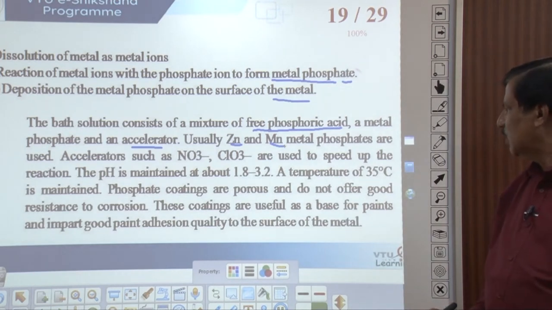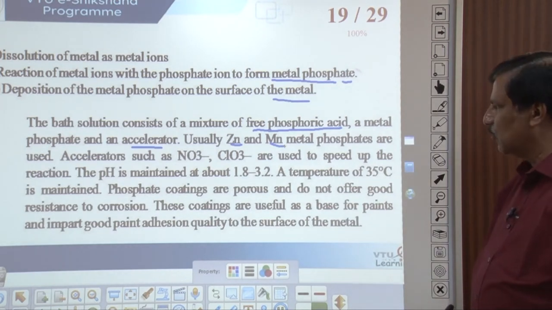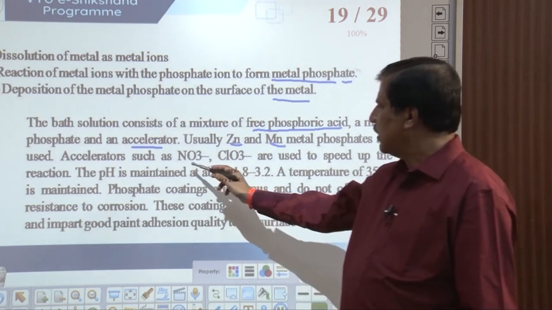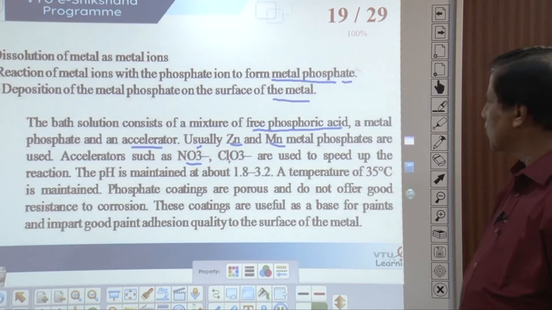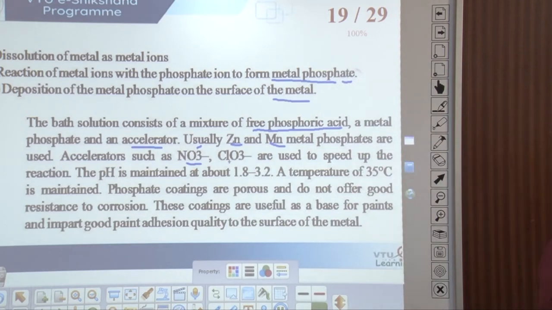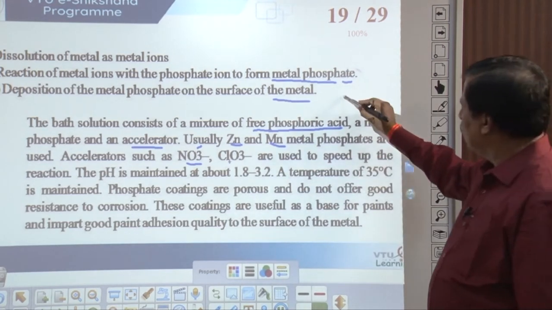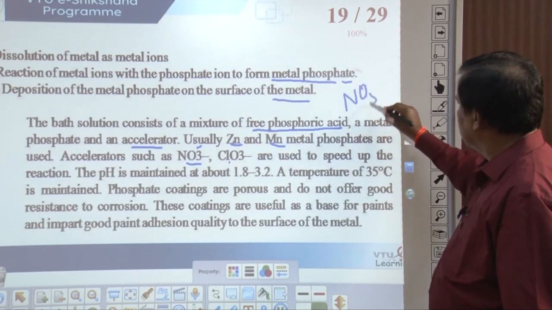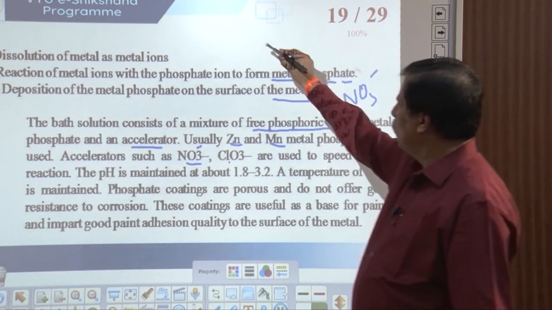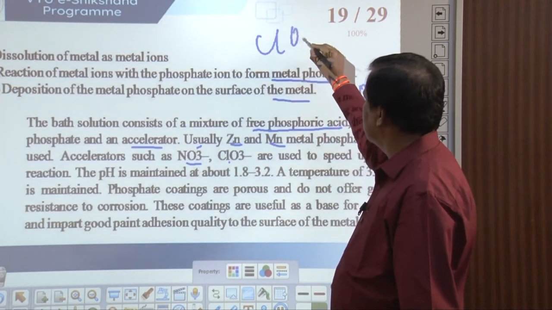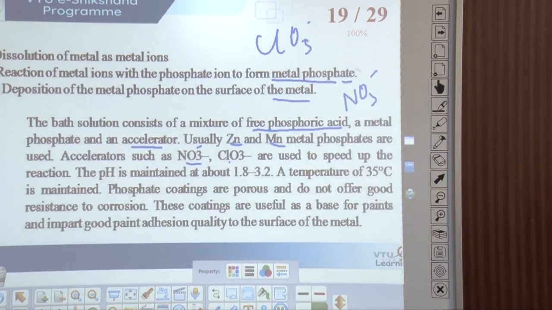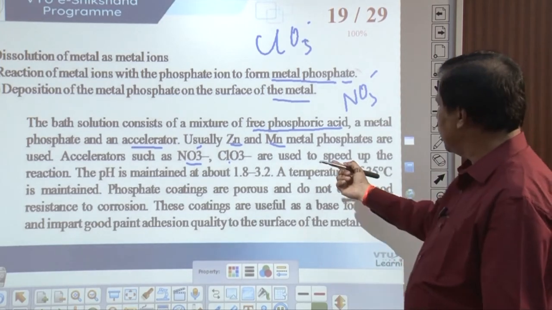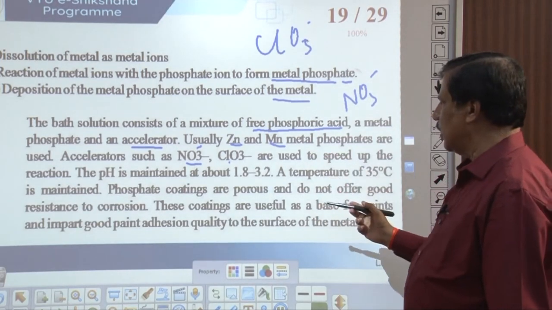Zinc phosphate or manganese phosphate are used. Accelerators such as nitrate (NO3-) and chlorate (ClO3-) are used to speed up the reaction. That means they accelerate the reaction rate.